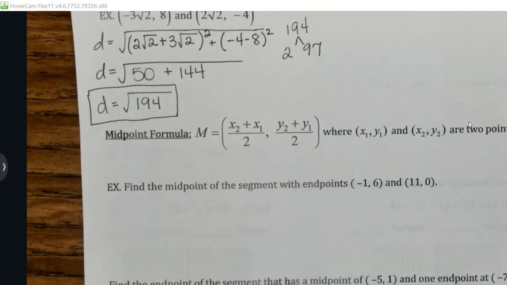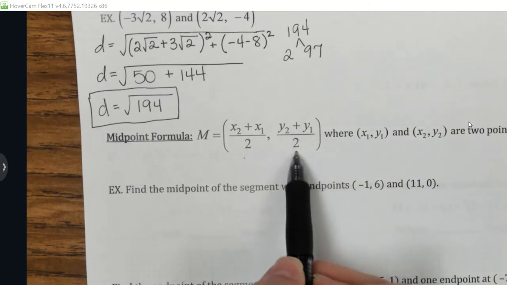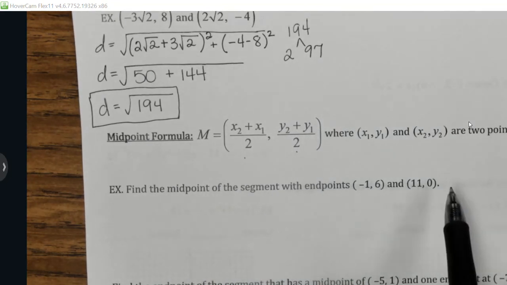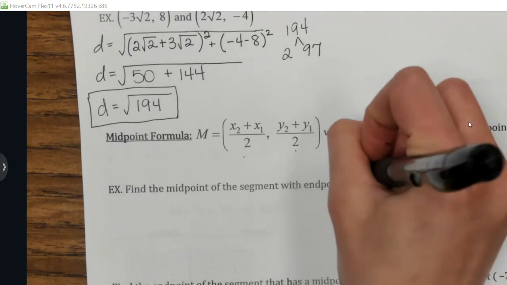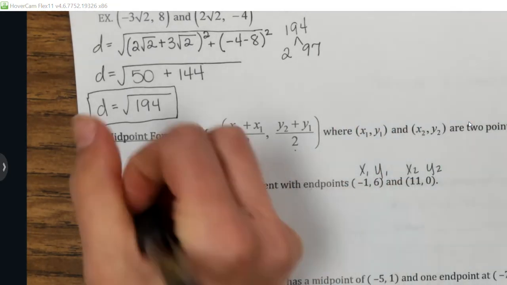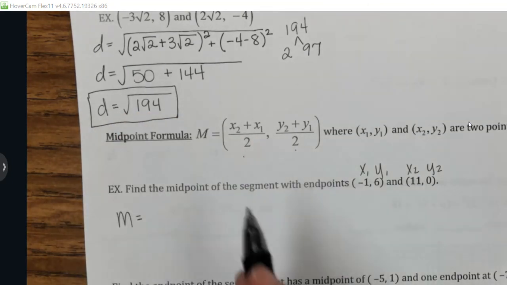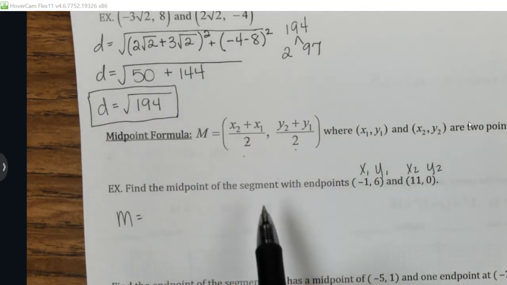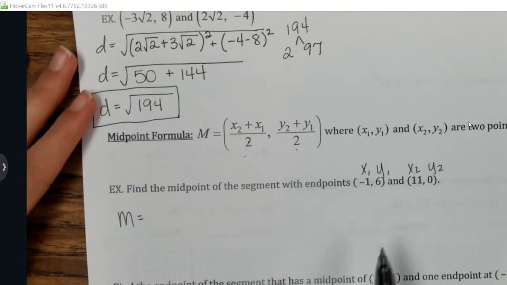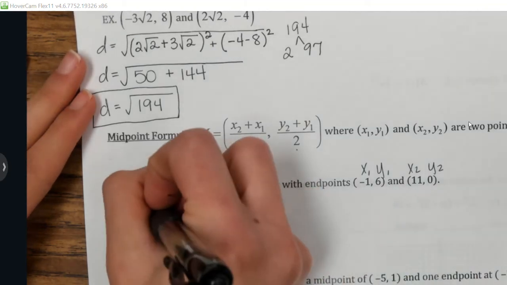Midpoint formula, I give you 2 points. You've got to take the average of your x's, take the average of your y's. Those are your ordered pairs. So if I'm given (-1, 6) and (11, 0), that's my x1, y1, x2, y2. Now you can either solve for your x value of the midpoint separate from your y value of the midpoint, or you can do it all together. If I'm given the 2 endpoints, I typically do it all together.